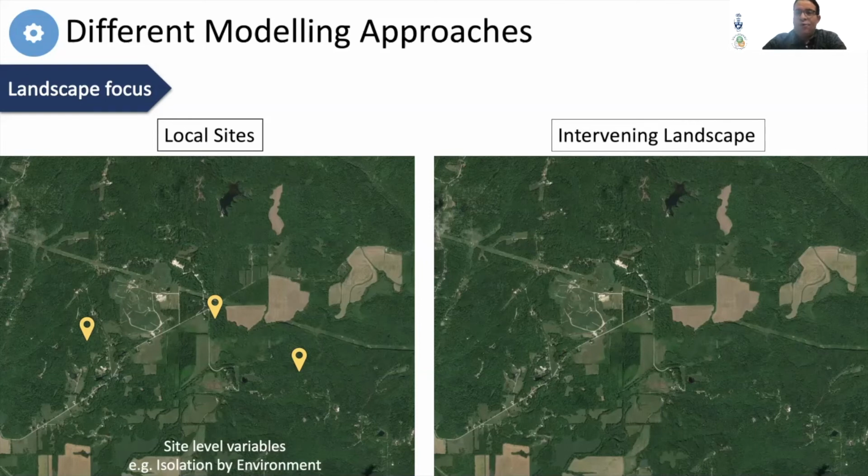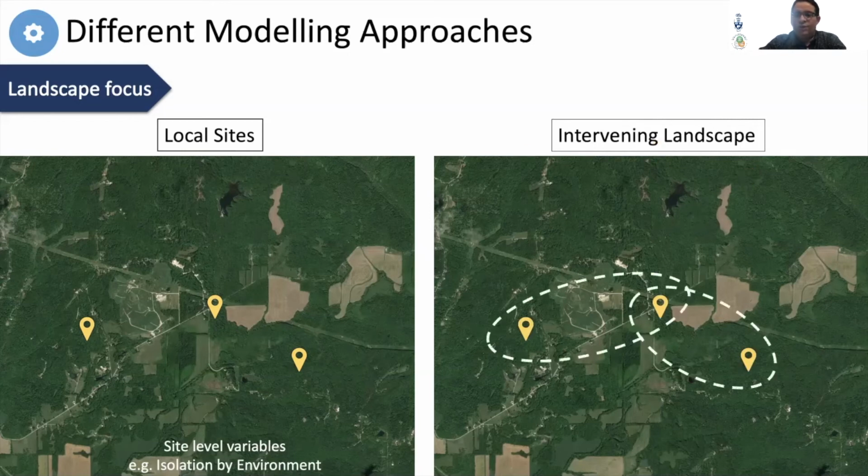For the intervening landscapes, however, we do have the same sites, but we are more interested in the intervening landscapes or the structure of the landscape itself between these two sites, and relate that to a genetic distance that is calculated between these site pairs. In this example, we have landscape level variables, and an example for this would be isolation by resistance, for example, to understand how different features in this intervening landscape can facilitate or impede the movement of the organisms between these sites.